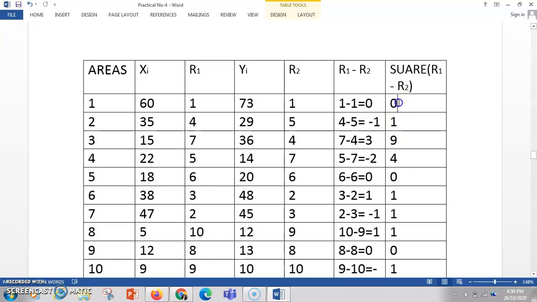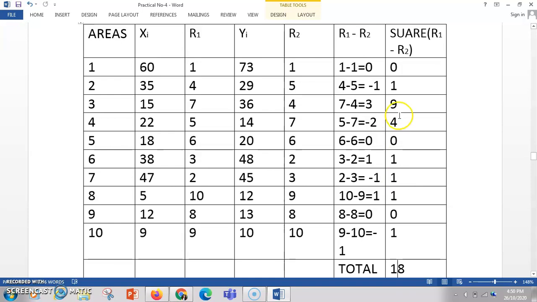Now we are going to take the square of it. Square of 0 is 0. Square of 1 is 1. Square of 3 is 9. Square of 2 is 4. So we take the squares of the R1 minus R2 values, and after that we take a total of it. This is the final summation.